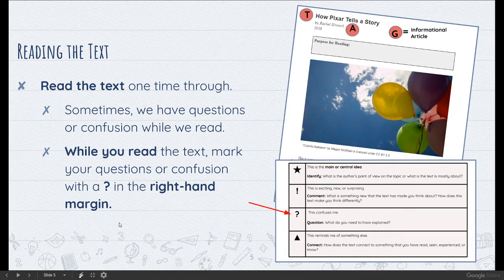All right, so read the text one line at a time. Sometimes we have questions or sometimes we're confused. That's why it's good to use these question marks when you find something that confuses you. So if you keep on reading the article and you're still confused about that point, you can come back to it and do some further research.